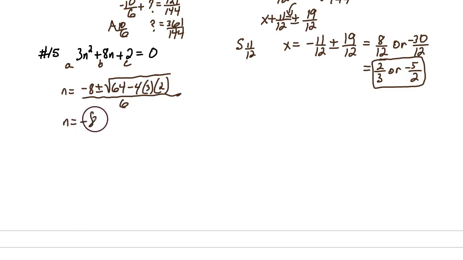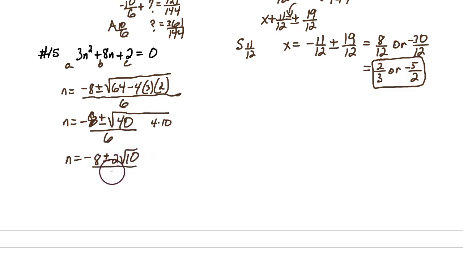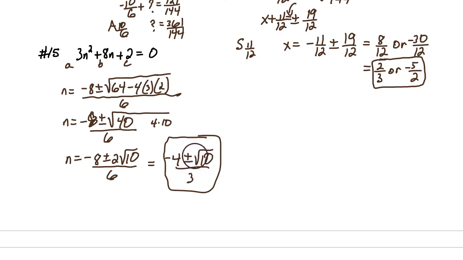Next step, figure out what's inside that radical. That makes 40. Next step, let's simplify the square root of 40. Think of the square root of 40 as 4 times 10, because you can find the square root of 4. It's 2. This is reducible. We get negative 4 plus or minus the square root of 10 all over 3. Here are both answers if we leave it in this combined format.